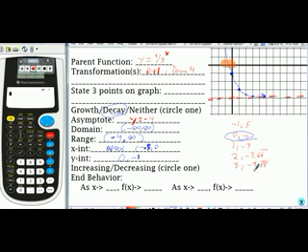Increasing or decreasing behavior. As I read it from left to right, it is clearly going downhill. So it is a decreasing function. In behavior, as x approaches negative infinity, going left, the curve's going up, all the way up to infinity. As x goes to the right towards positive infinity, the curve is flattening out on my asymptote, which is -4.